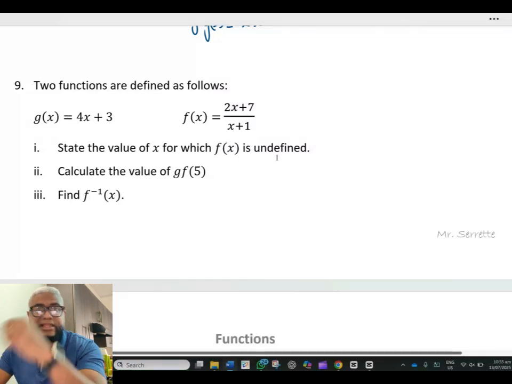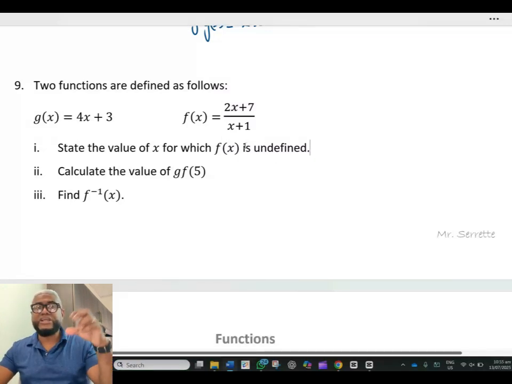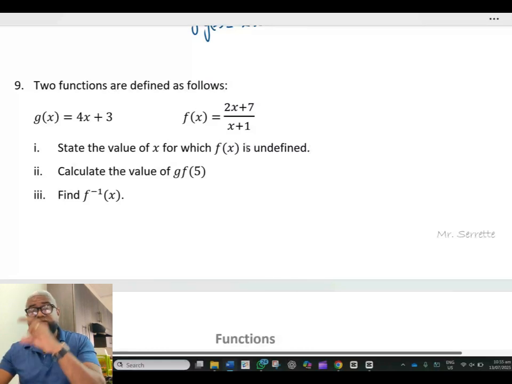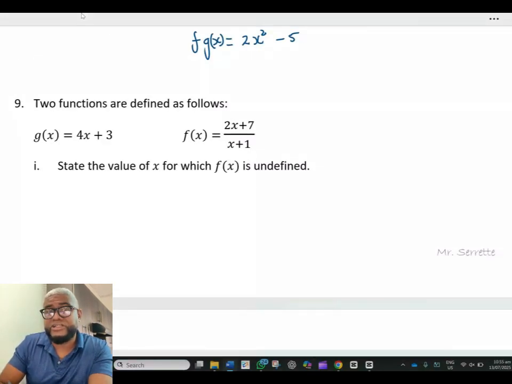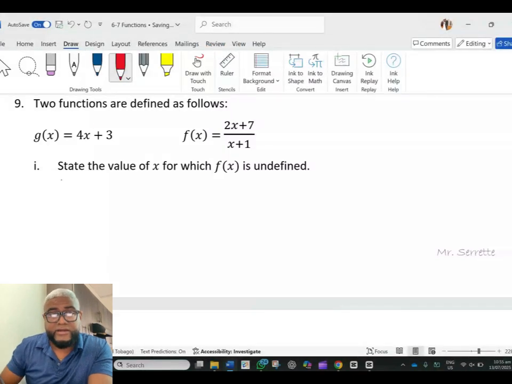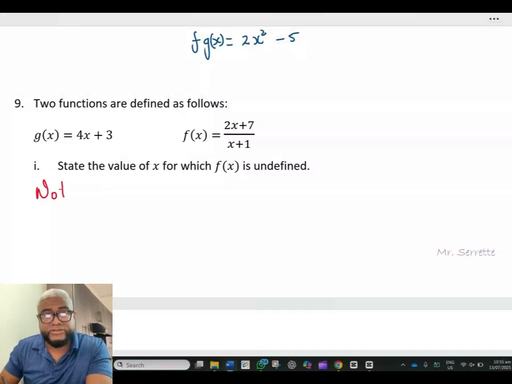Right, so for this question here, we have two functions, g of x, which is equal to 4x plus 3, and f of x, which is equal to 2x plus 7 over x plus 1. State the value of x for which f of x is undefined. I'm going to put a note on what it means for a function to be undefined. So write this note.